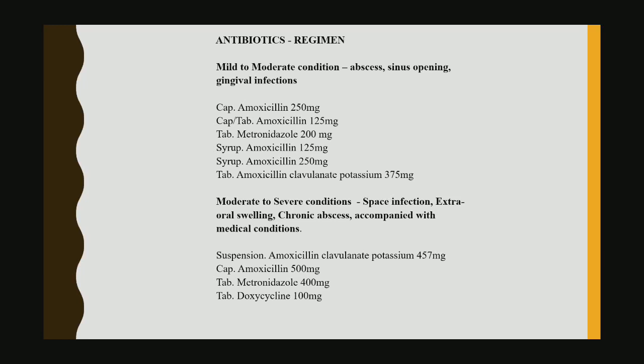When there is a mild to moderate condition of infection, that is abscess, sinus opening, or gingival infections, we will give cap amoxicillin 250 mg, cap or tablet amoxicillin 125 mg, tab metronidazole 200 mg, syrup amoxicillin 125 mg, syrup amoxicillin 250 mg, or tab amoxicillin clavulanate potassium 375 mg. All these are given in case of mild to moderate conditions.